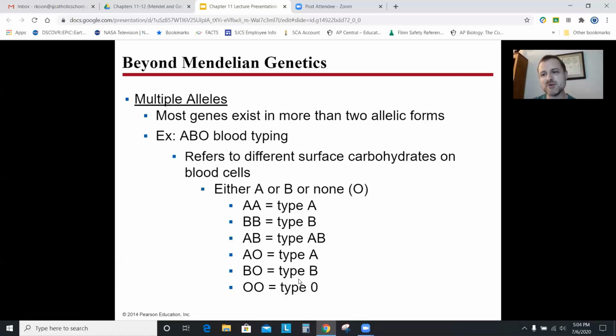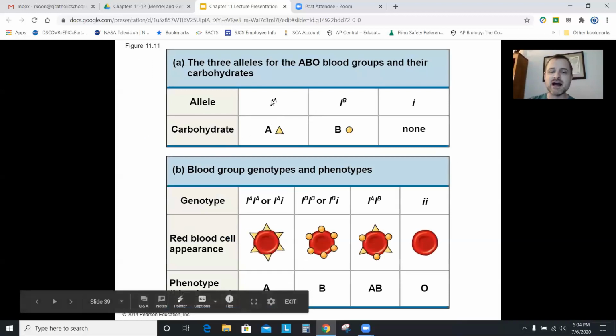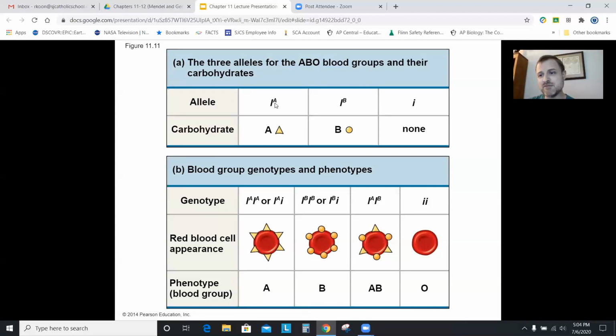This picture shows them well. The I in this slide stands for immunoglobulin. If you forget that, we're talking about big A, big B. So we have immunoglobulin A, immunoglobulin B, and the little i means you don't make it at all, so your surface carbohydrates aren't there. So you have the A, you have the B, or you have none. That's shown as a triangle, a circle, or none.